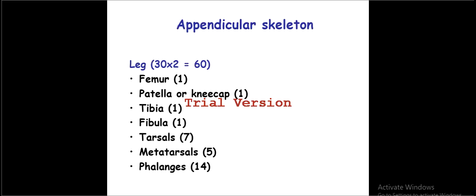Next we will discuss the bones of the leg. The total number of bones in the leg is 60. The first one is femur 1, patella, which is known as the kneecap, 1, tibia 1, fibula 1, tarsals 7, metatarsals 5, phalanges 14. So the total number of bones in one leg is 30. We have 2 legs, so the total number of bones in both legs is 60.